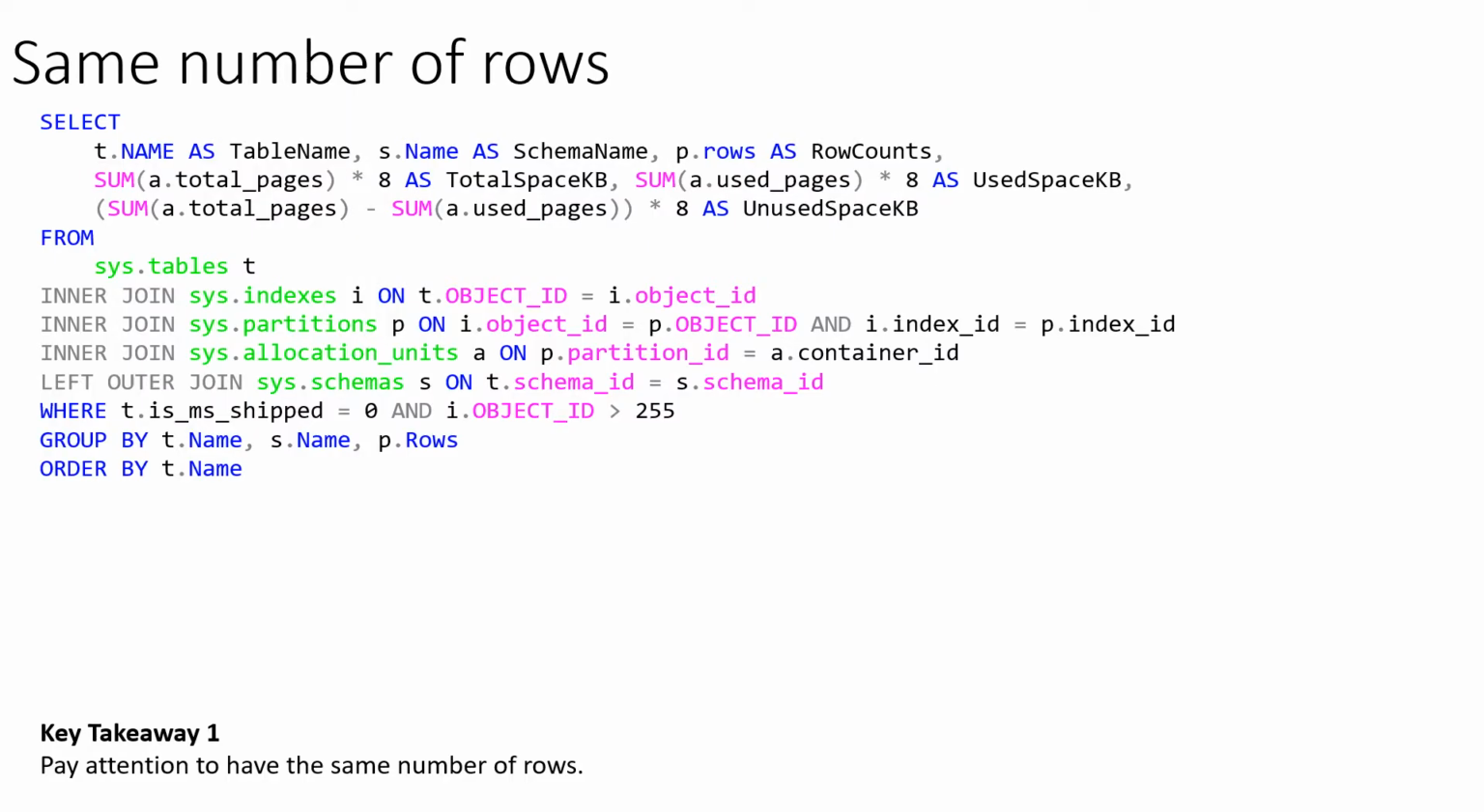Okay, let's get started. The first check that we are going to do is to know if our customer has the same number of rows in the table that the customer is using in this query. This is the query that I'm going to run. I would like to know per table how many rows and what the space is. And one suggestion is please pay attention that we have the same number of rows in the table.